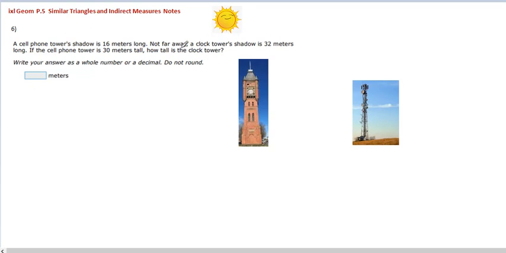So we have two different things going on here. We have shadows of this one, and here's another shadow. And then what we also have going on is the height of it. The cell phone tower is 30 meters tall, and it's this one. We don't know how tall that is. Okay, so sometimes it helps to just draw things out. So I'll just show you that on the first one.